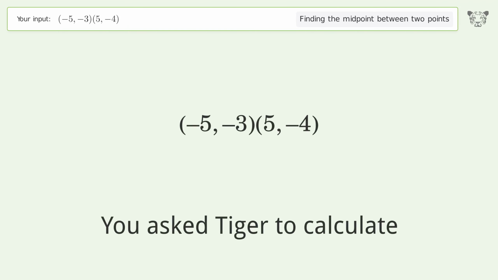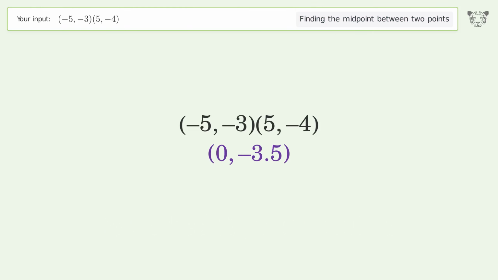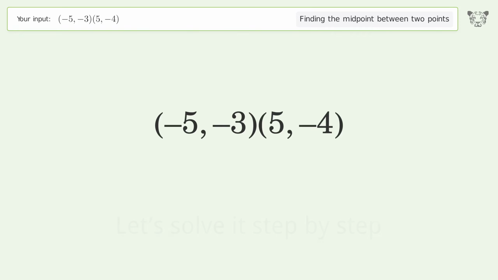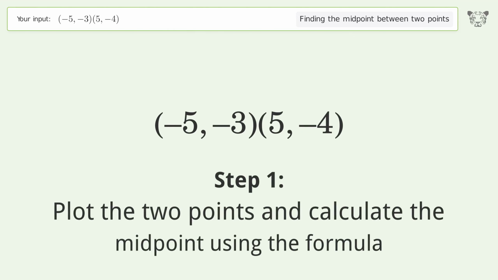You ask Tiger to calculate. This deals with finding the midpoint between 2 points. The midpoint between the 2 points is 0, -3.5. Let's solve it step by step. Plot the 2 points and calculate the midpoint using the formula.